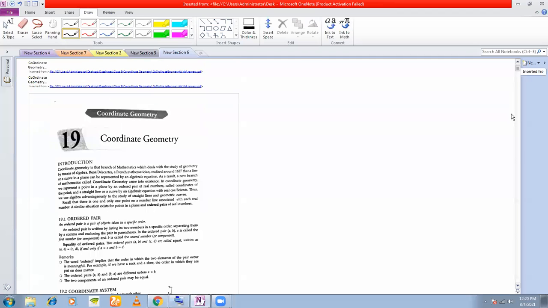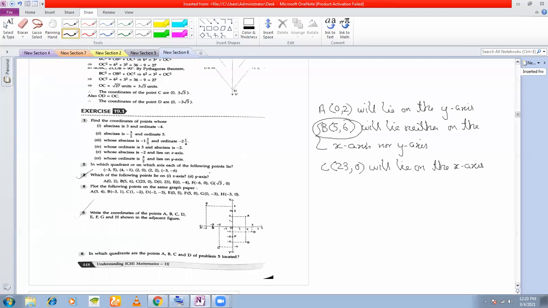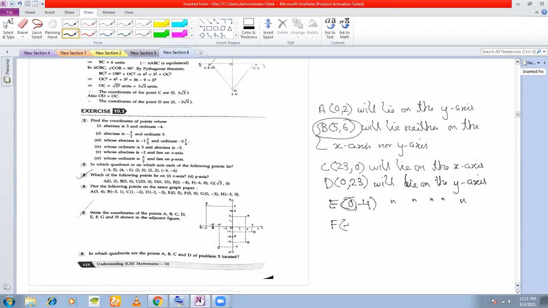Okay. Answering the next question now. The next coordinate that is given is D, 0, 23. Which axis will it lie on? Y-axis. Okay. E. Another point is given, 0, -4. Which axis will it lie on? Again, it will lie on the y-axis, right? Because the x coordinate you see here is 0. Next, F, -6, 0. Which coordinate axis will it lie on? X-axis, because the y coordinate here is 0.